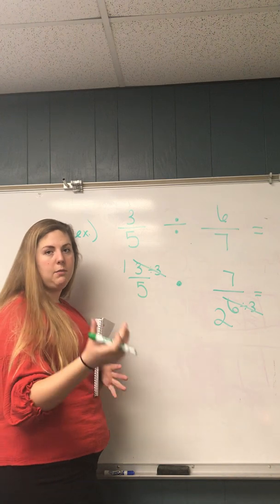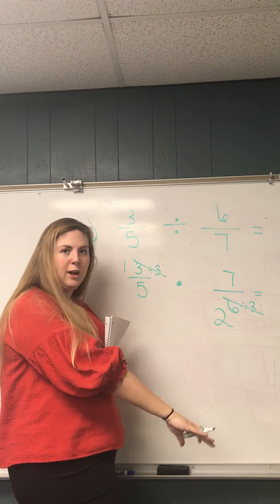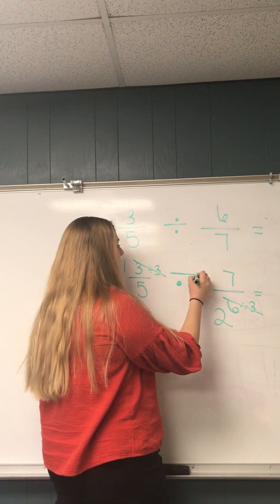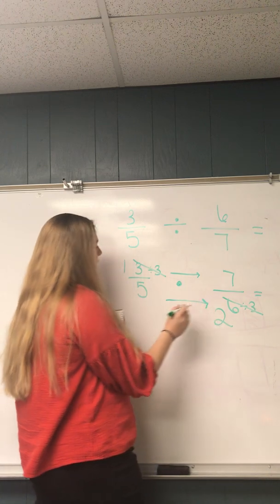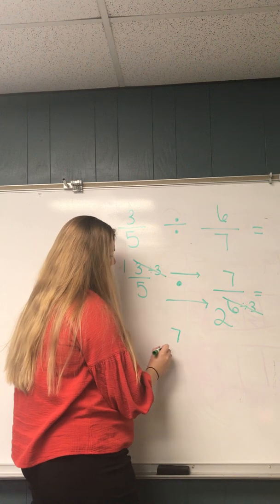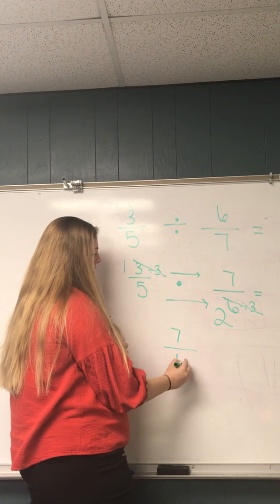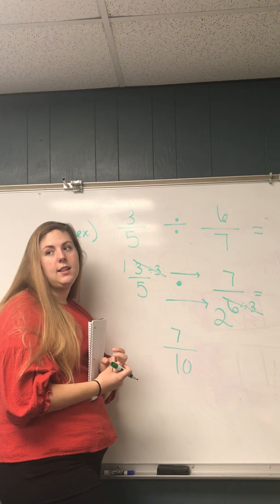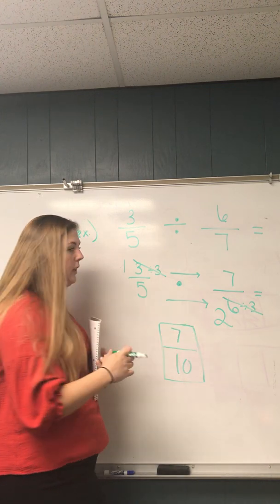If you want to rewrite this next step to kind of organize it, that's fine. I'm running out of space and I'm not for sure how far the camera goes down, so I'm just going to leave it. After you check to see if you can cross simplify, and you can't, you just multiply straight across. So we have 1 times 7 is 7. And 5 times 2 is 10. Double check to see if you can simplify. In this case, you cannot. So 7/10 is your answer.